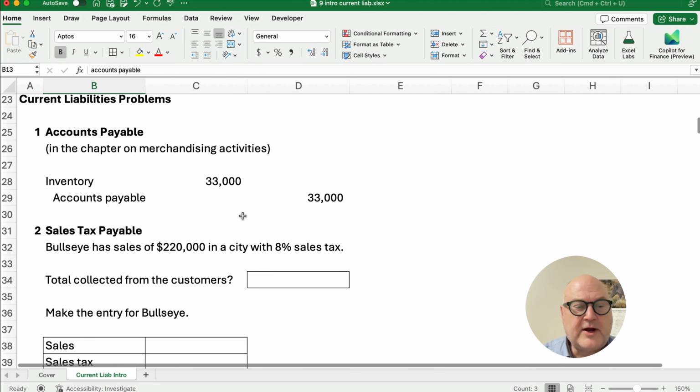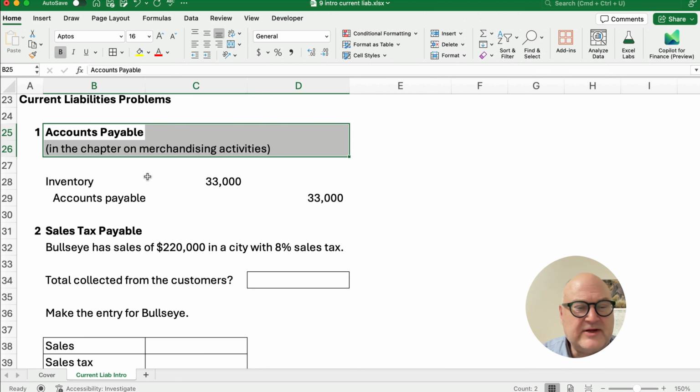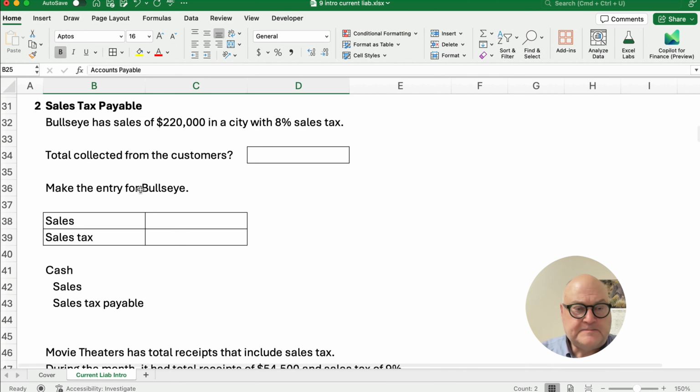So let's do a couple little problems. For accounts payable, we generally see something like inventory and accounts payable. So we debit inventory, credit accounts payable, and let's say the amount is $33,000. Well, there we go. So let's do sales tax payable.